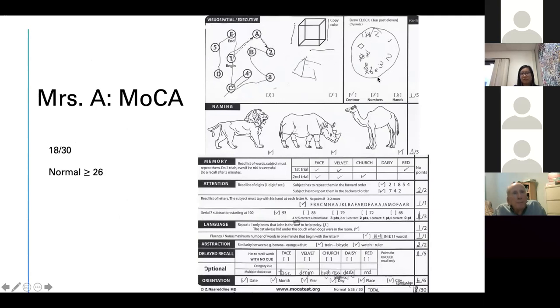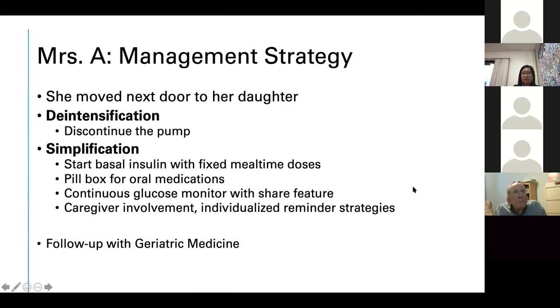Her clock was very poorly done. She was filling in numbers in different orders and could not indicate the time. And she had significant deficits in delayed recall. So for her management strategy, she was very fortunate in that she was able to move next door to her daughter, who actually worked from home.